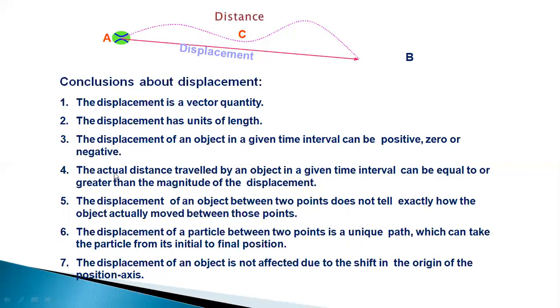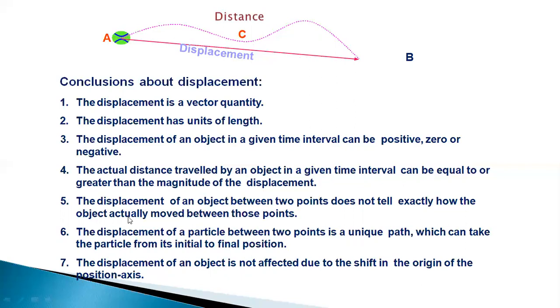See, the actual distance traveled by an object in a given time interval can be equal to or greater than the magnitude of displacement. So what does it mean? Here in this case you can see that maybe the displacement may be 4 kilometer and the distance is how much? It is only 3 kilometer. So it means displacement is always equal to or less than the distance. It can never be greater than the distance.